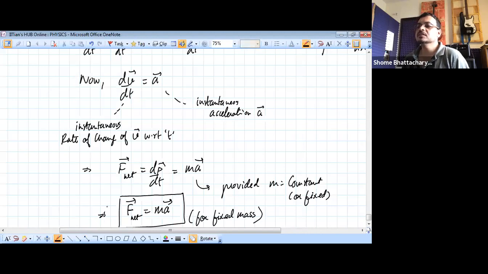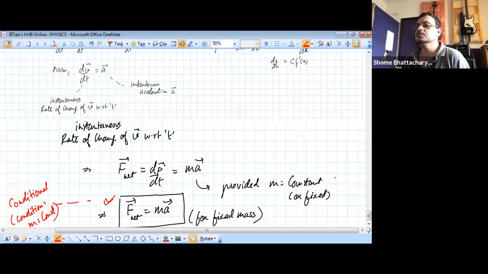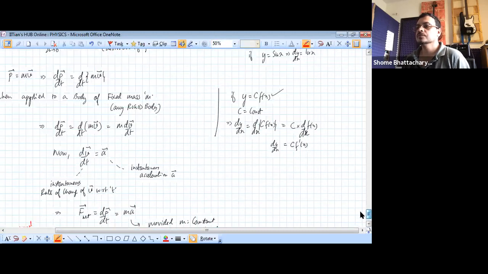So what you have to understand is that this equation, F is equal to ma, is conditional. And what is the condition? That mass should be constant. Whereas this equation, F is dp by dt, is the universal equation. It's independent of whether mass is constant. So this is a very important point to understand.